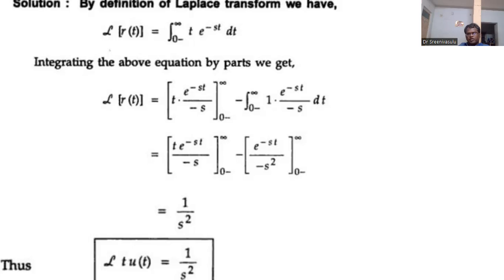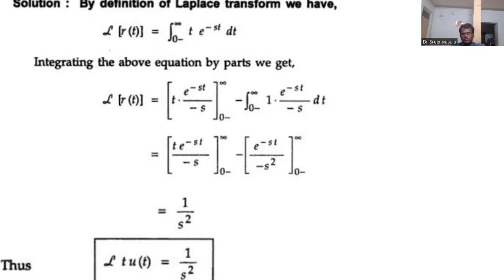And the corresponding ROC, you need to concentrate. What is the corresponding ROC? The real part of s is greater than 0. So the real part of s is greater than 0 means s is greater than 0. What is the s? Sigma plus j omega. So there is no imaginary part. Again, you take the imaginary axis here, the s plane. And x-axis you take the real part, that is sigma. And y-axis you take the imaginary part, j omega.